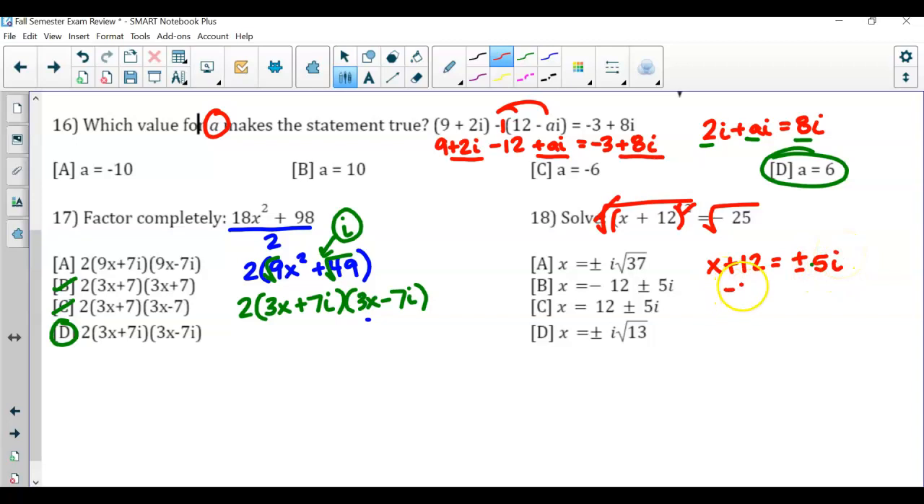Now I can solve for x and subtract 12 from both sides of the equation. Now, can we subtract these? No, because negative 12 is real and 5i is imaginary. So we're going to leave it negative 12 plus or minus 5i. That's why the answer here is B.